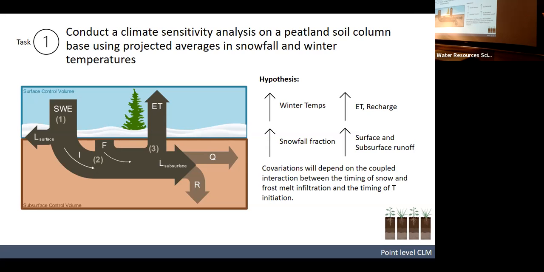And this is a little bit tricky because those aren't necessarily independent factors. As we have colder winter temperatures, we're more likely to see snow, so we get a little bit iffy there. But what we expect to see will depend on the timing of snowmelt and frost melt and that timing of transpiration initiation.